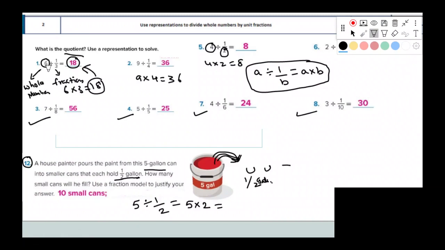Just now you have seen in the previous questions, when you divide a whole number by a unit fraction, you have to multiply the whole number and the denominator of the unit fraction, which is 10. 5 times 2 is 10. So the answer is 10 smaller cans. 10 smaller cans. Okay.